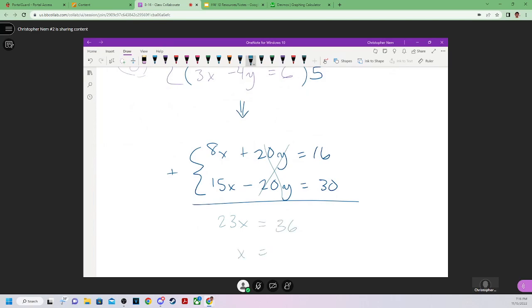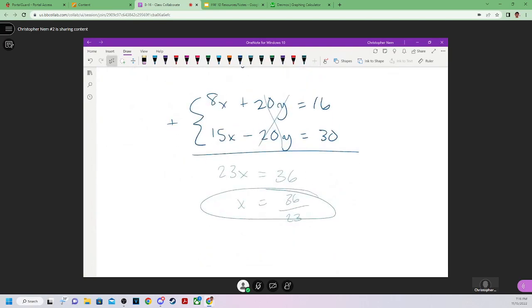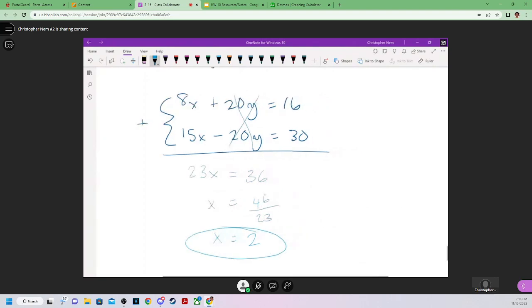X is equal to 36 over 23. Yes, you can have a fraction. There is nothing wrong with having a fraction. Oh, it's not 36. It's 46. I apologize. This is not a fraction. So this is 46. X equals 2. I was hoping we would work with a fraction.